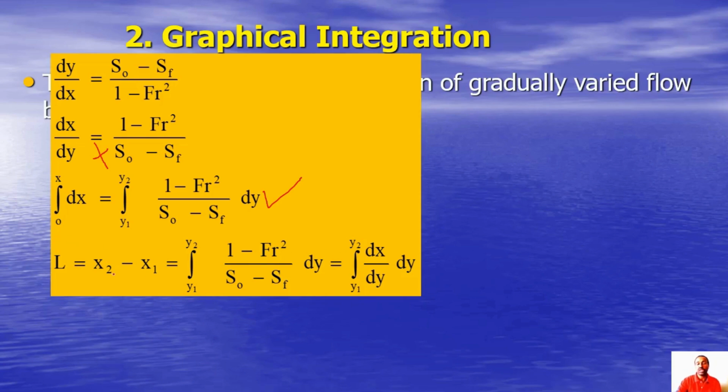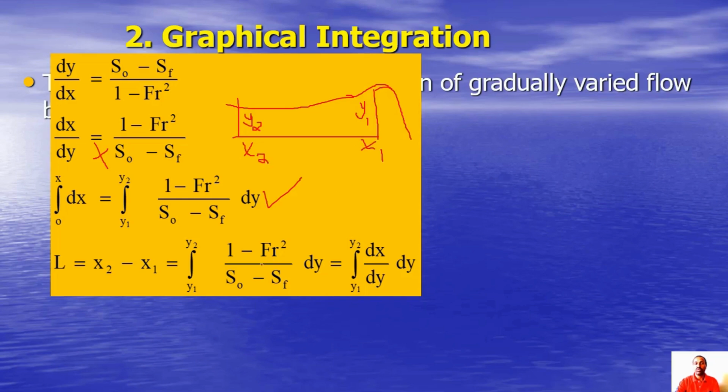The length of the profile is x2 minus x1, because from 0 to x, then you may have x2 and x1. Then integrate y1 to y2. So you may have depths of the flow. For example, you may have it like this. So this is, for example, y2. Here you may have some hydraulic structure. Then this is y1, with corresponding distances x2, x1.